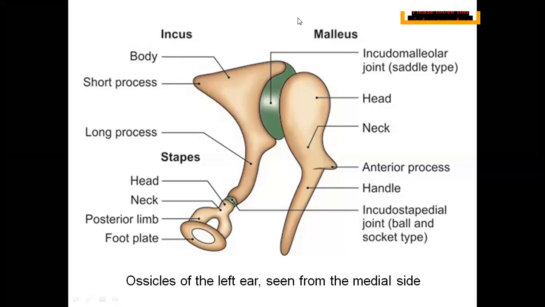See these two joints. This is the incus bone and the malleus bone. In between them, we have the incudomalleolar joint, which is a saddle type of joint. Then here, between the incus and stapes, we have the incudostapedial joint, which is a ball and socket type of joint.